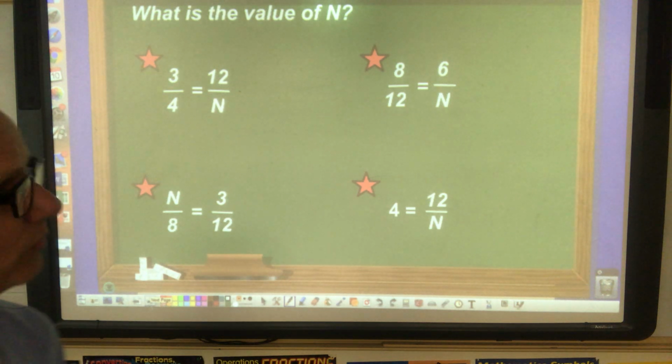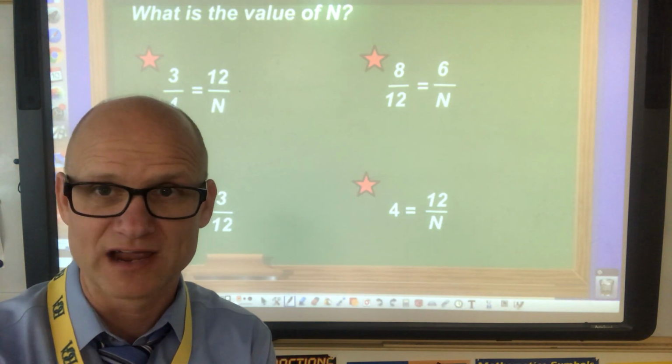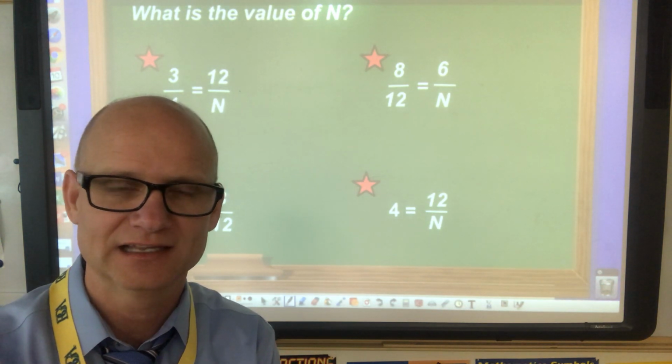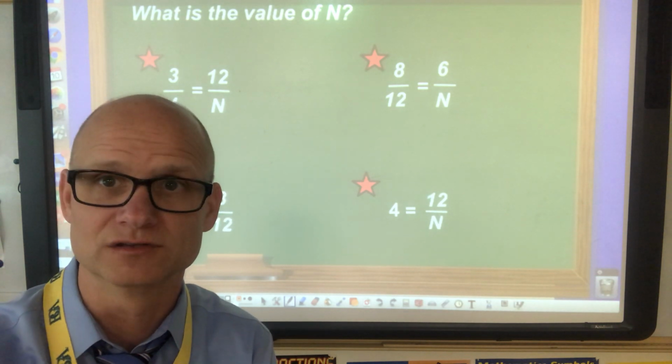And I think that's it. What we're going to continue to discuss tomorrow is just quickly how to change a mixed number to an improper fraction. We briefly discussed that today. And how to change an improper fraction to a mixed number, vice versa, okay?